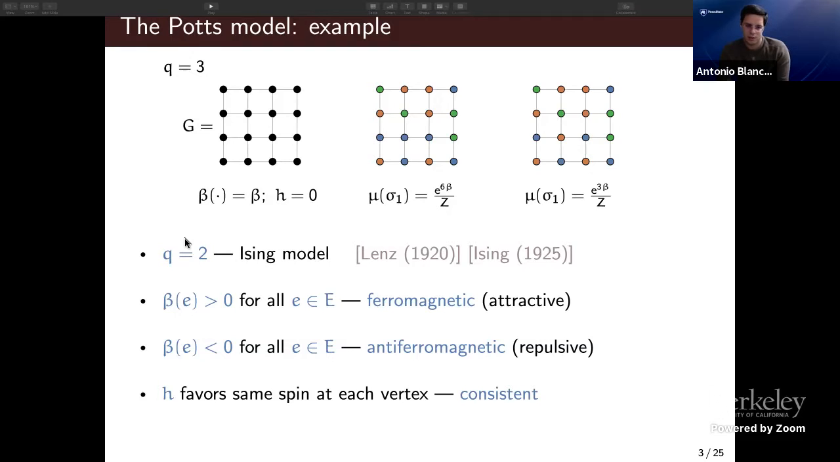The opposite happens when beta is negative. Then the model is called antiferromagnetic and it's repulsive. So here, the edges will actually encourage disagreements at some points.